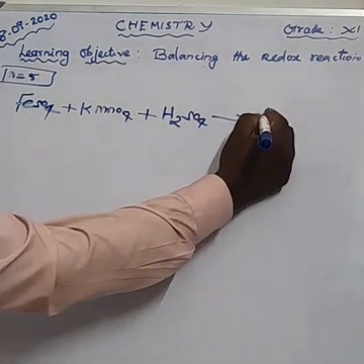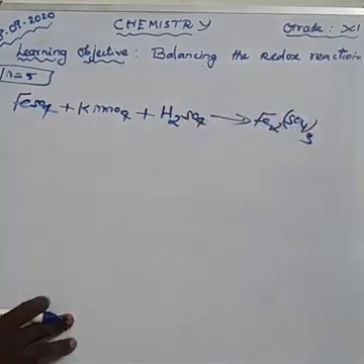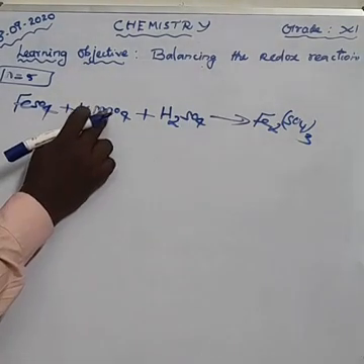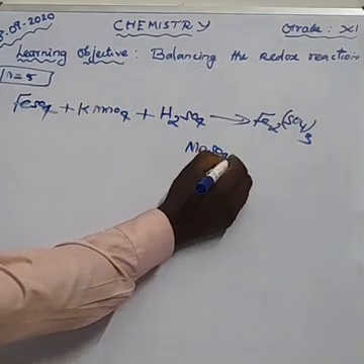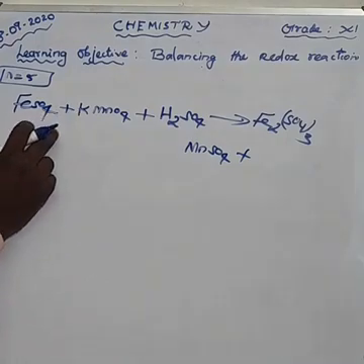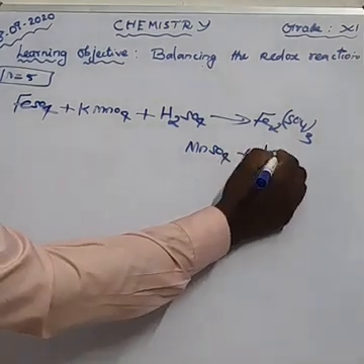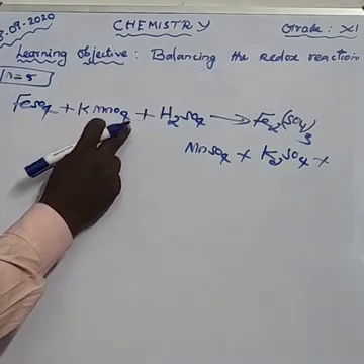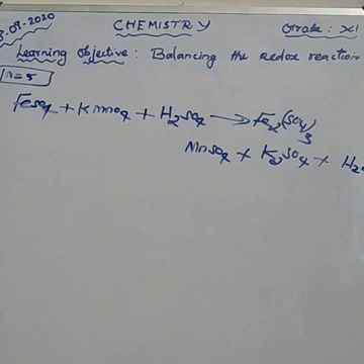That is Fe2(SO4)3, ferric sulfate, and Mn combines with sulfate to form MnSO4, plus potassium combines with sulfate to form K2SO4, plus hydrogen combines with oxygen to form water. This is a redox reaction.